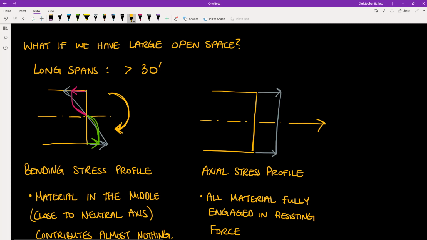But let's look at the axial stress profile. Notice how, in this case, the entire cross-sectional area is utilized equally. There is no region of zero stress. So members that carry axial loading are inherently going to be more efficient than those carrying bending stresses.